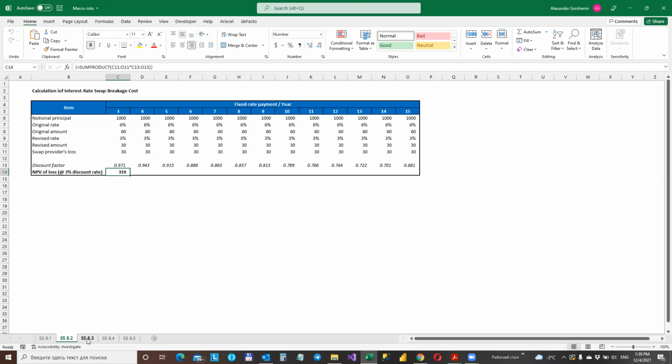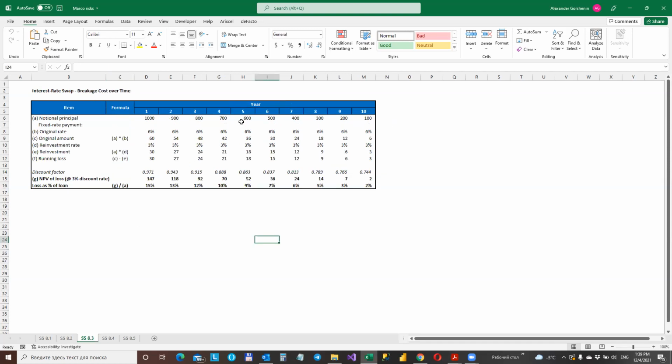And we have another table, 8.3, that sets out the swap breakage cost for a typical loan cash flow calculated year by year during the loan, assuming that, again, the loan of 1,000 is repaid in 10 equal annual installments of 100, the swap fixed rate is 6%, and the reinvestment rate after default on the swap is 3%. So it is pretty much the same situation, but we have a different calculation of this NPV for the amount of credit risk borne by the swap provider for each year, depending on how many years have passed and how many years are left.